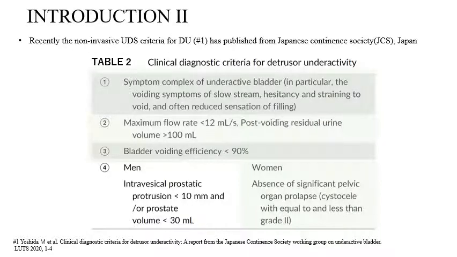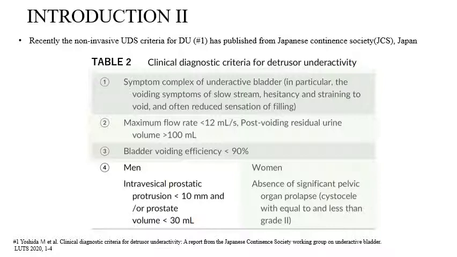Several trials of non-urodynamic diagnostic criteria of DU have been examined. Recently, the Japanese Continence Society has published the non-UDS criteria for DU. The clinical diagnosis criteria for DU are as follows. 1. Symptom complex of underactive bladder, in particular the voiding symptoms of slow stream, hesitancy, and straining to void, and often reduced sensation of filling.